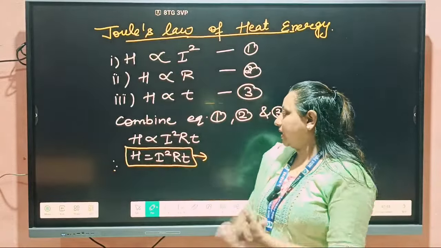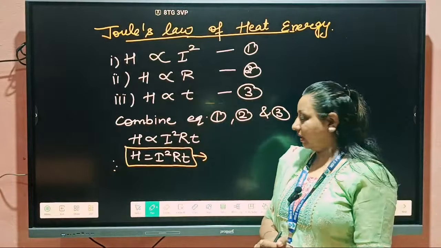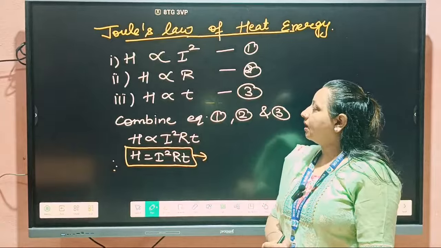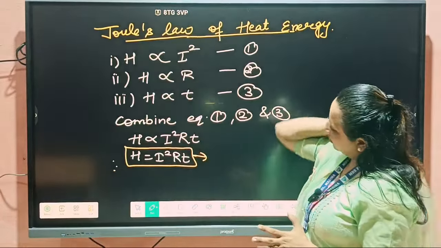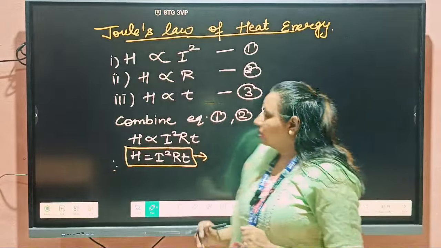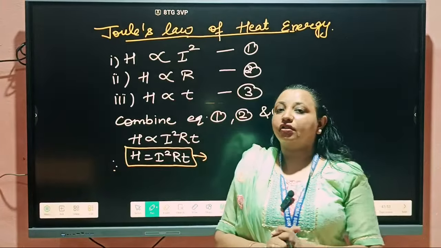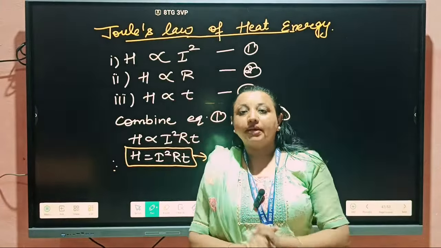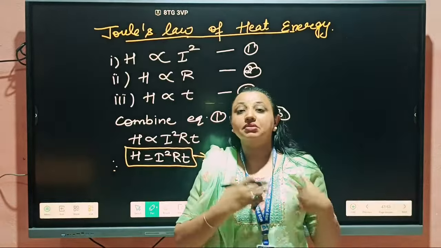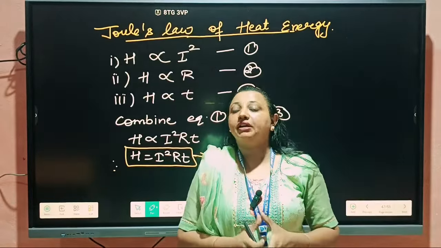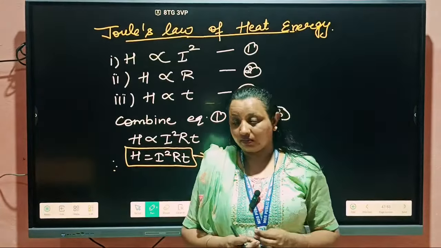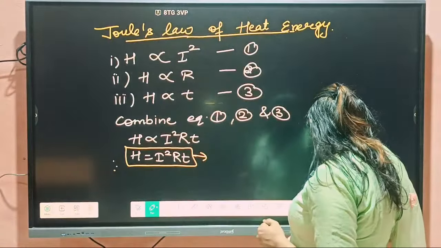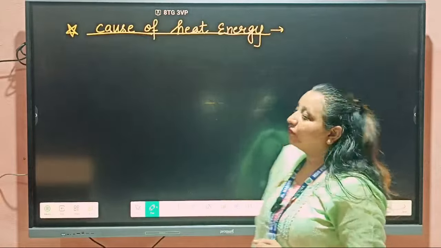The formula for H is equal to I square R T. H is directly proportional to I square, H is directly proportional to R, H is directly proportional to T. So this is the heating effect of electric current: when electric current is passed through a wire, it becomes heated up. Joule's law of heating gives the formula for heat energy or heat dissipation, right? Next, the cause of heat energy.